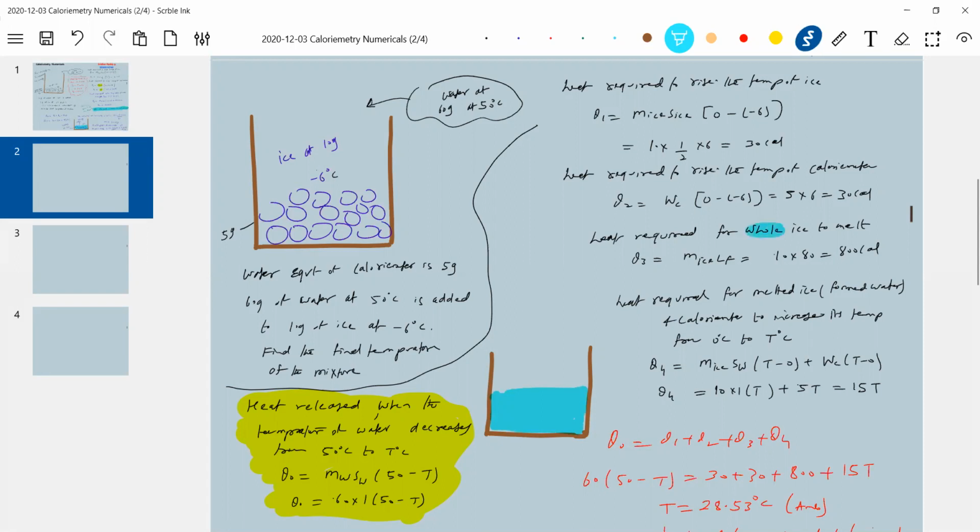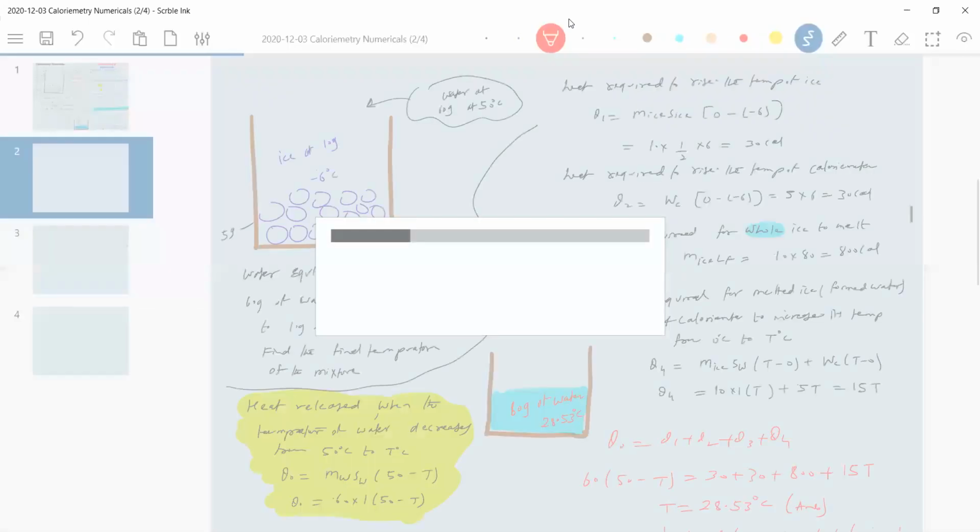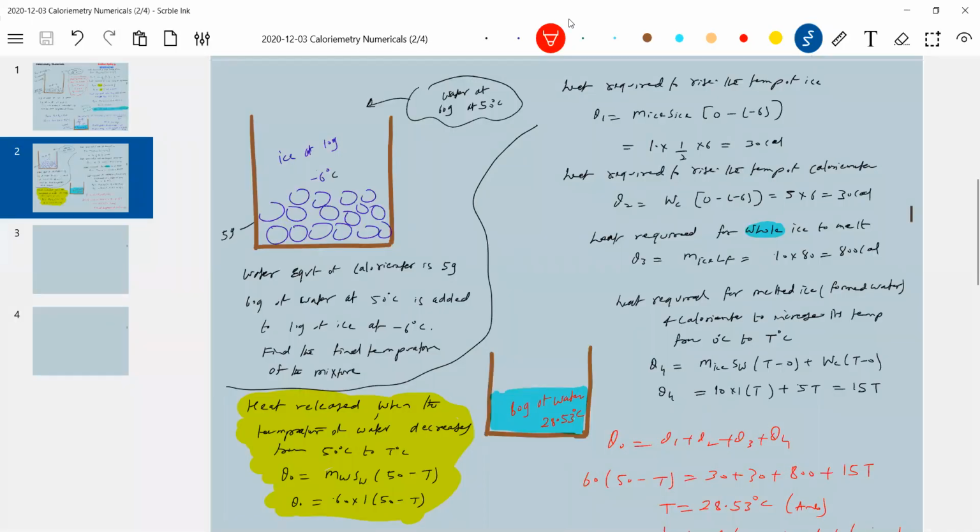So you can see I'm using the word whole. 60 gram of water. Even the temperature of the calorimeter also will increase because it will also absorb heat, no? Are you getting it? Sometimes the whole ice will melt, sometimes the whole ice will not melt. And sometimes what will happen is the water will freeze. It can happen also. There can be a numerical of that kind also.